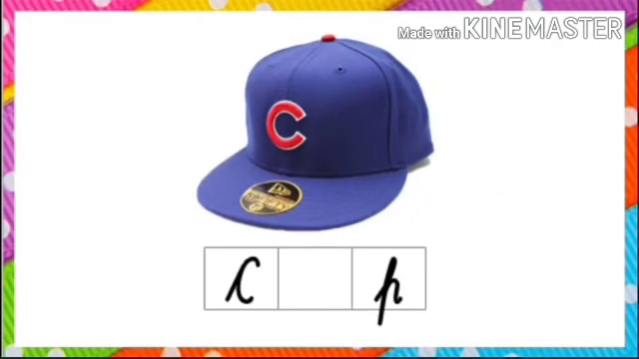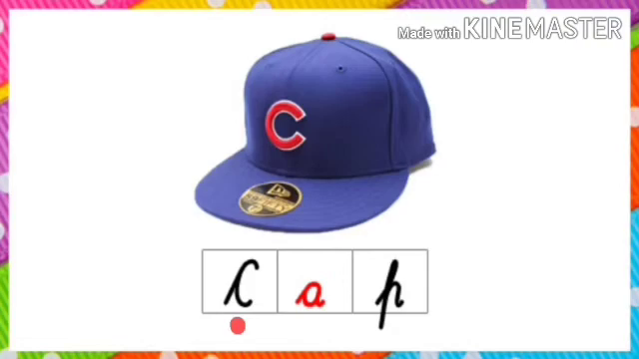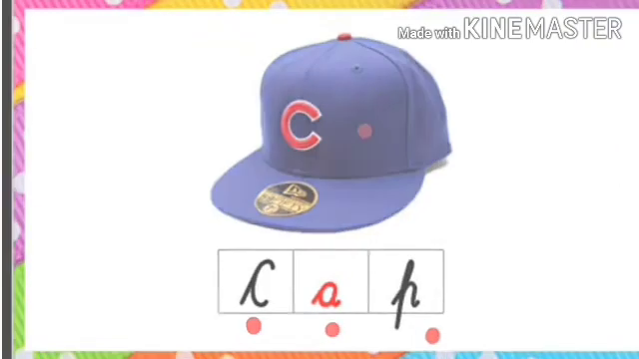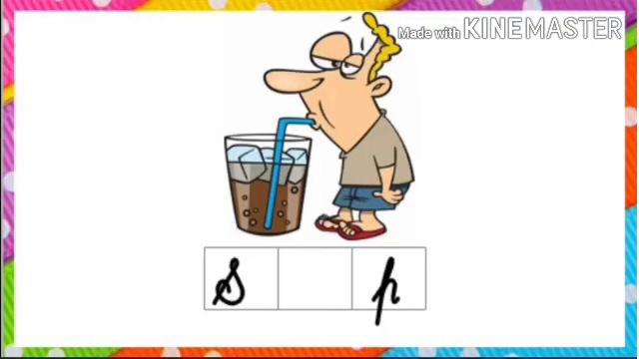Children, let's try one more picture. Which picture is this? It's a picture of cap. Sound of the word K, A, P, cap. Which vowel sound is missing, children? A sound is missing. Which vowel says A? A says A. So fill the correct sound. A says A and make the word complete. K, A, P, cap.